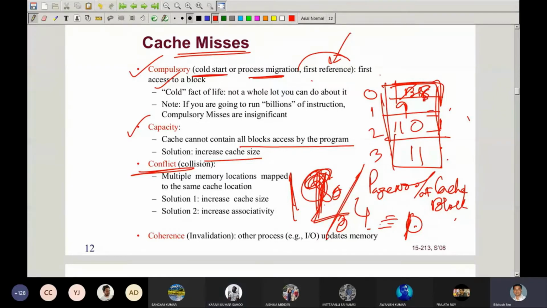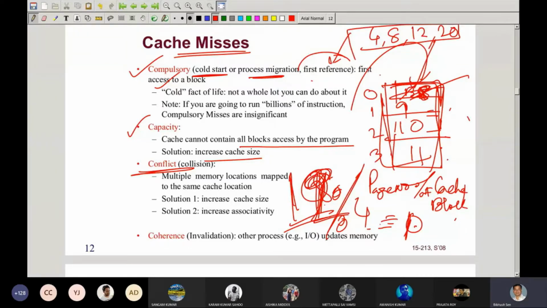In location 0, but that location is already occupied by some other page. So you have to replace it. The page where it has to go should be empty, but it is not empty. That's why conflict misses happen. If your page references are like 4, 8, 12, 20, all these pages try to go to the same location. So the possibilities are to increase the cache size, or to increase the associativity, which can decrease these misses.